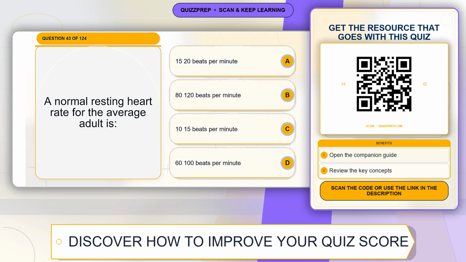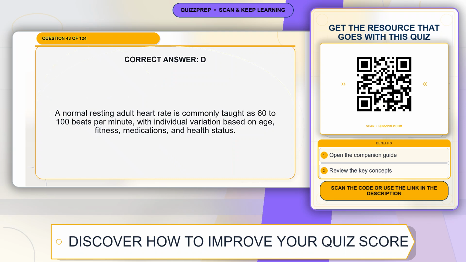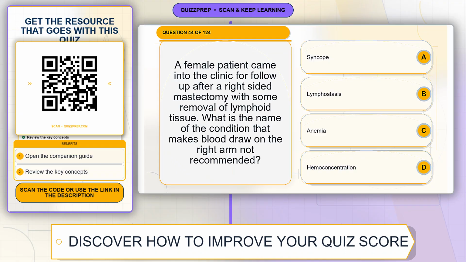Question 43. A normal resting heart rate for the average adult is: option A, 15-20 beats per minute, option B, 80-120 beats per minute, option C, 10-15 beats per minute, option D, 60-100 beats per minute. The correct answer is option D, 60-100 beats per minute. Explanation. A normal resting adult heart rate is commonly taught as 60 to 100 beats per minute, with individual variation based on age, fitness, medications, and health status. Question 44.